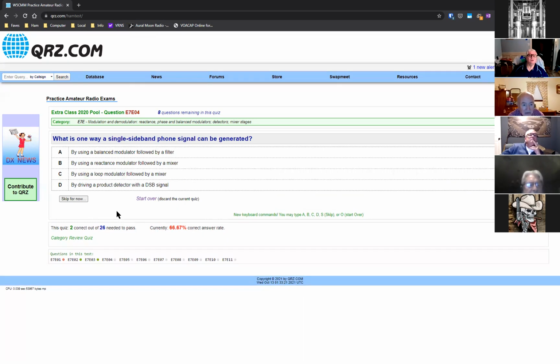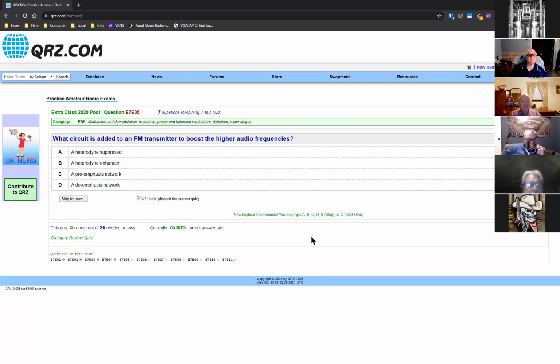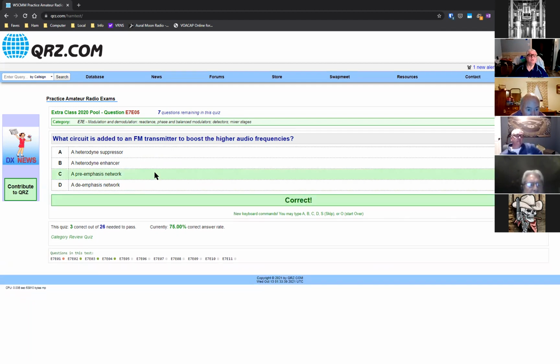What is one way a single sideband phone signal can be generated? Modulator followed by a filter. A. Yeah. Which circuit is added to an FM transmitter to boost the higher audio frequencies? C. Yeah, pre-emphasis.